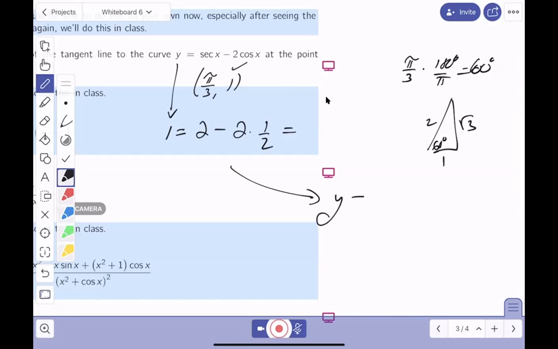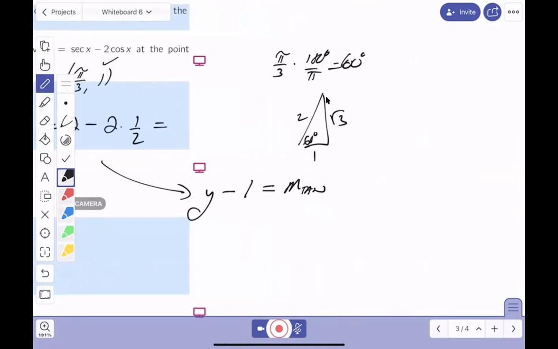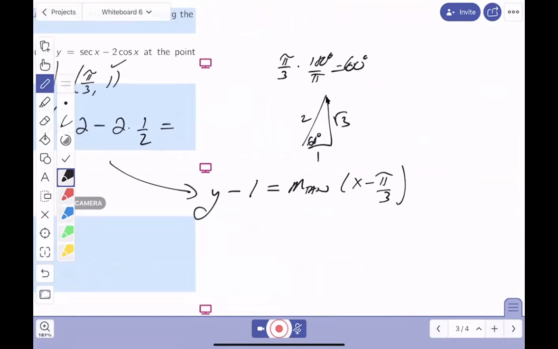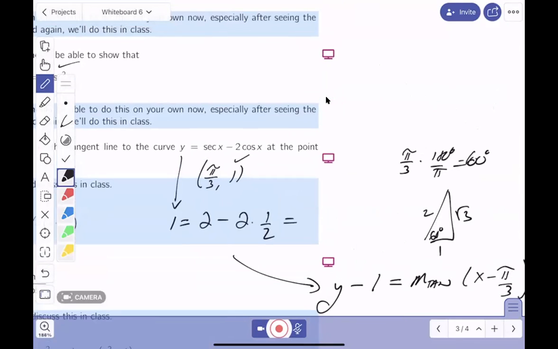y minus y1, which is 1, equals m tangent. I don't know that yet. And then what do you get? x minus pi over 3. What I have to do, though, is get the tangent. So to do that, I have to get dy/dx, and after I get that, I have to evaluate it at the value where x is pi over 3. And this is going to be the m tangent for this particular problem.